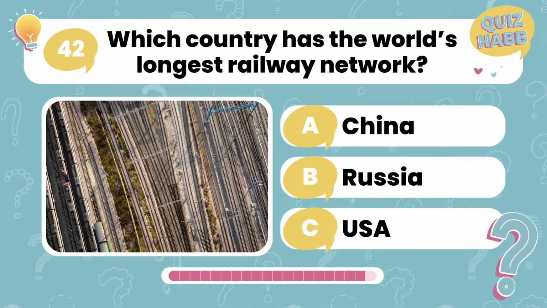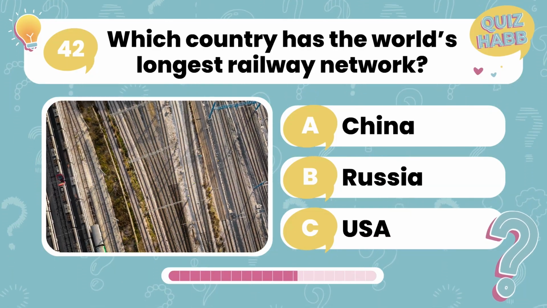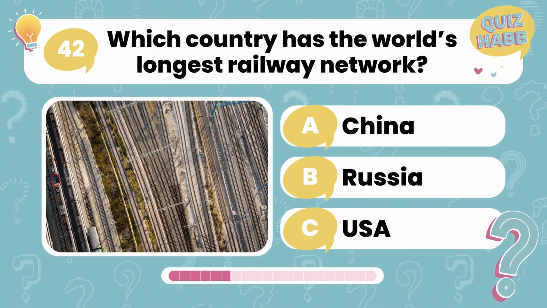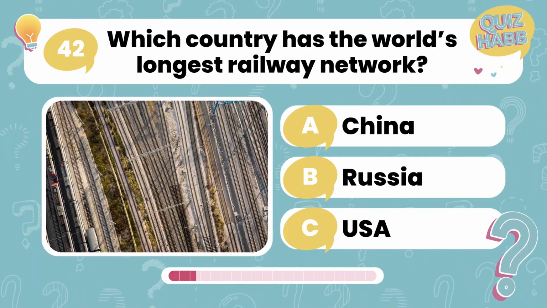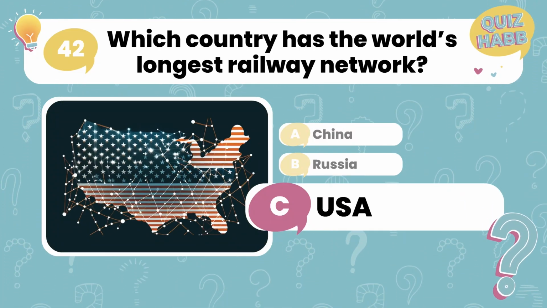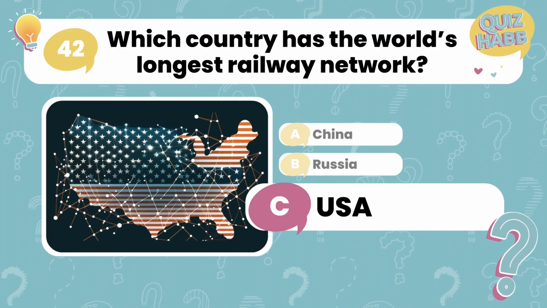Which country has the world's longest railway network? A. China, B. Russia, C. USA. Correct answer, USA. Over 250,000 kilometers of track, the most in the world.